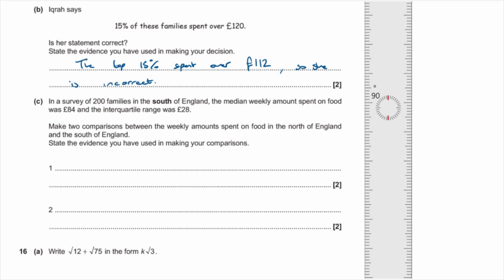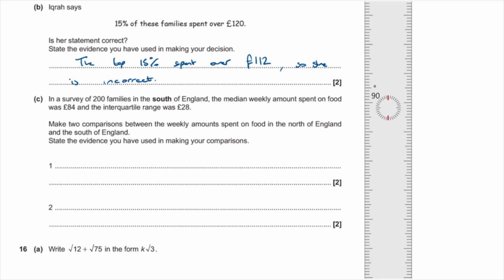So we've got an average value and we've got a measure of dispersion for both groups. So we're going to compare like with like. We're going to compare the median averages for the two areas of the UK, and then we're going to compare the two interquartile ranges to give us an idea of dispersion. So let's compare the averages first. The average in the north of England was 90 and in the south it was 84.